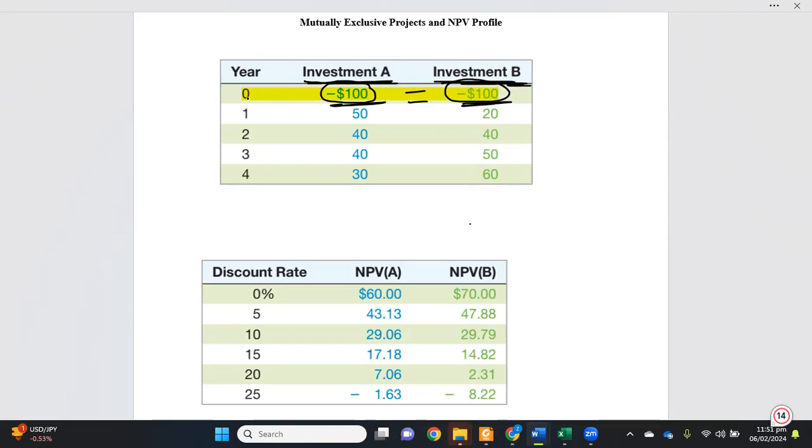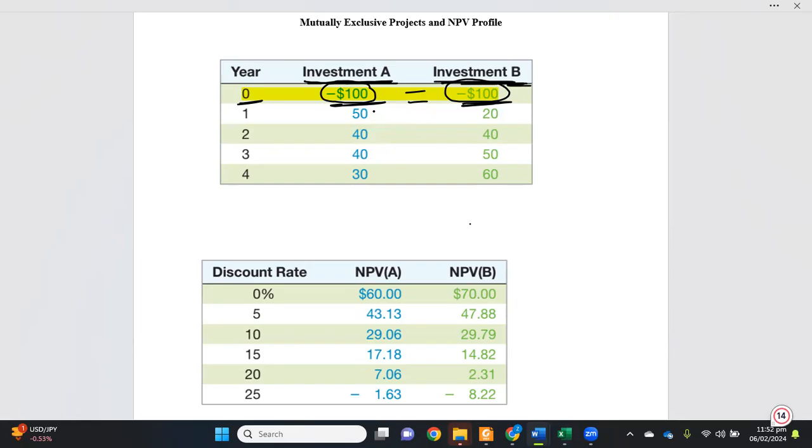$100 at time zero. By the way, these examples are taken from the book by Ross, Westerfield, and Jordan, the authors of a book named Corporate Finance. So both projects are of equal size.